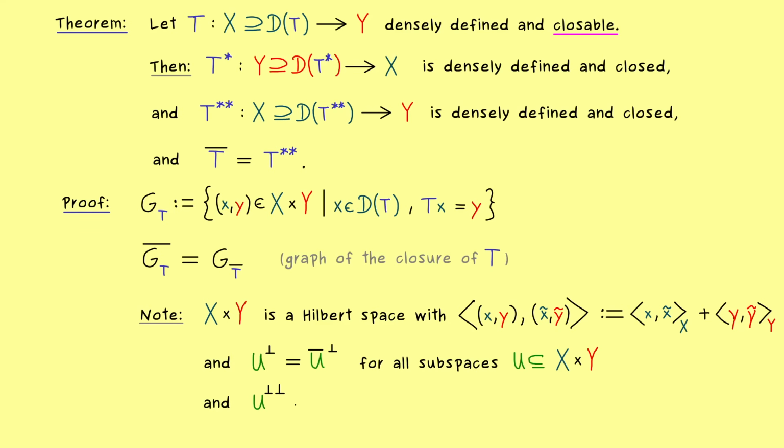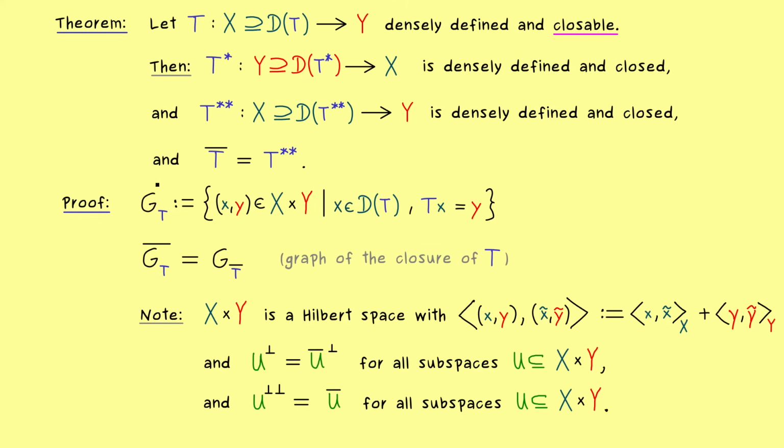For example, there we have also discussed that double the orthogonal complement for a closed subspace gives us the original subspace back. Hence, in the case that the subspace is not closed, we just get the closure. This is clear because the orthogonal complement cares only about the closure anyway. And now, of course, this is what we want to apply to our graph of T.